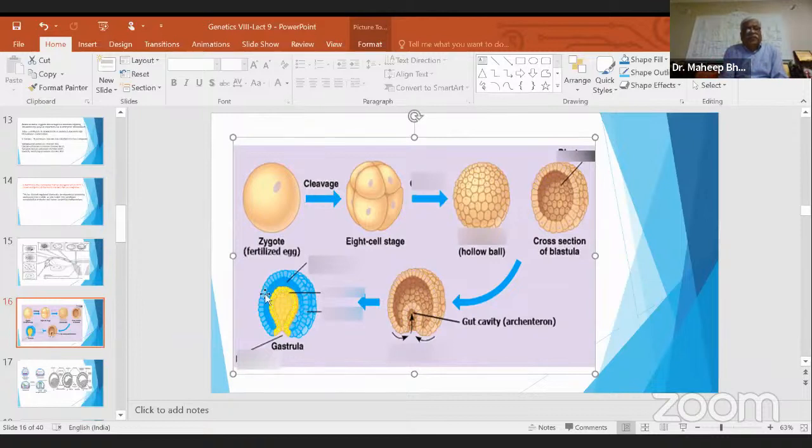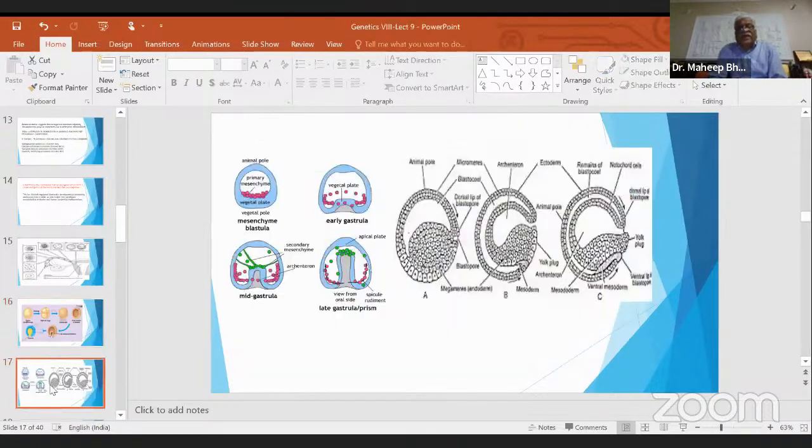And the small cells are outside. Due to the invagination, the large cells are just on the periphery of the gastrocoel, which are shown in the dark blue color. Okay. This particular stage is called the gastrula. Let's go into the next diagram.